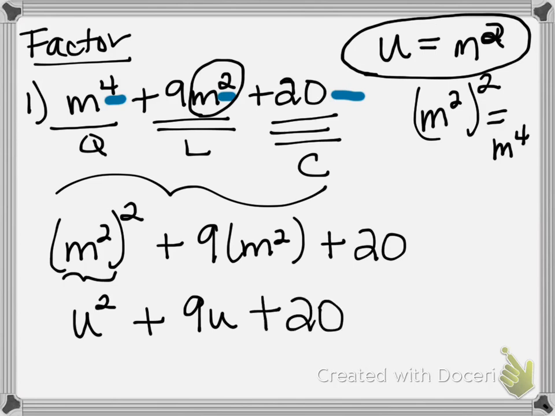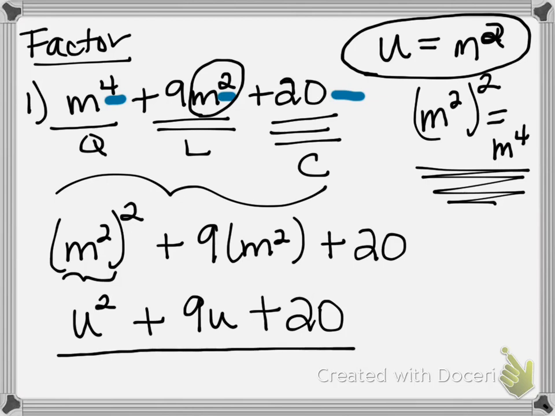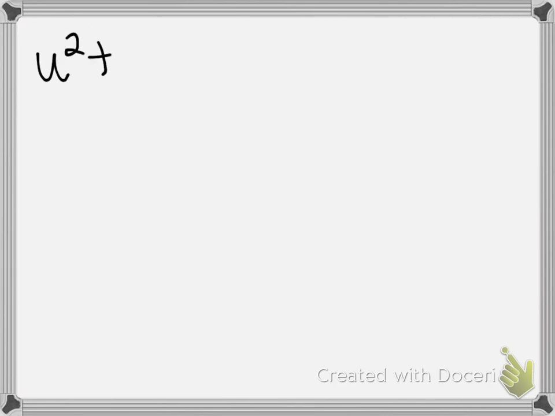What I want to make very clear is what I wrote over here, that m squared to the second power gives you m to the fourth. I'm not doing any kind of voodoo or anything weird. I'm just showing you an unsimplified version of m to the fourth, because m squared raised to the second power is m to the fourth. So now I have u squared plus 9u plus 20. Now I need to actually factor that.